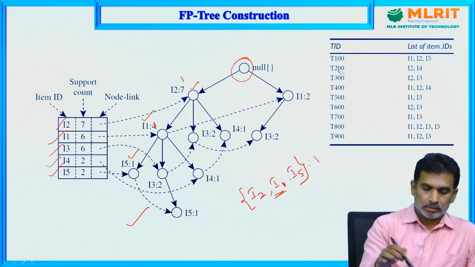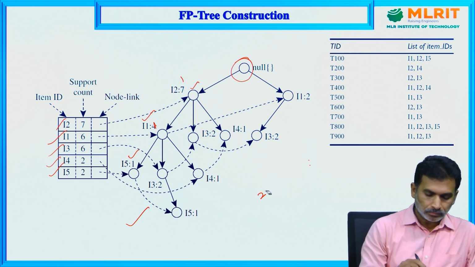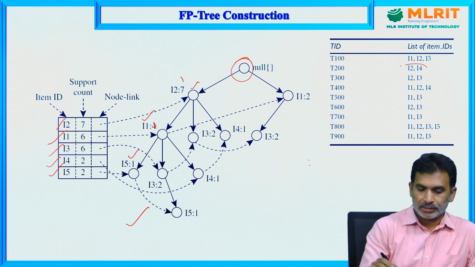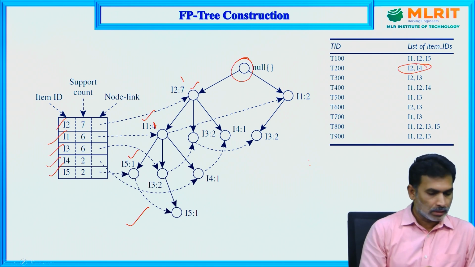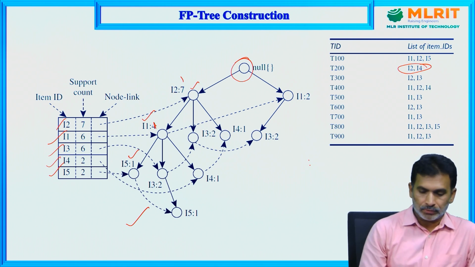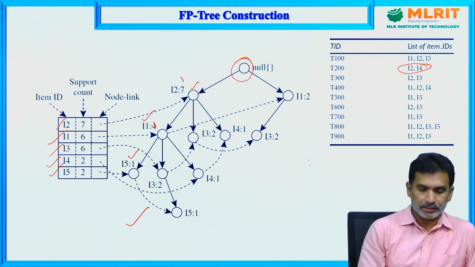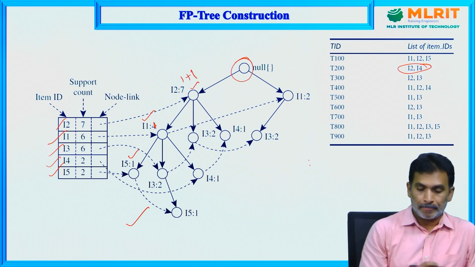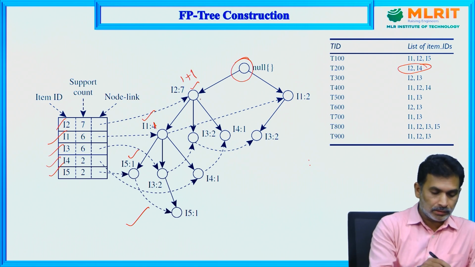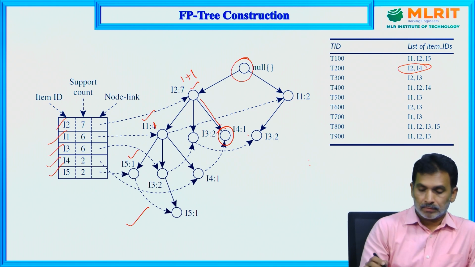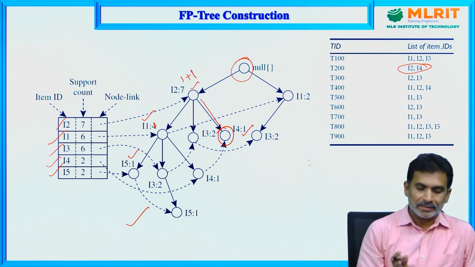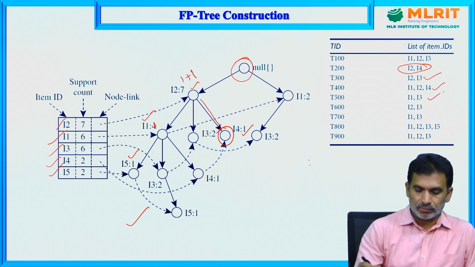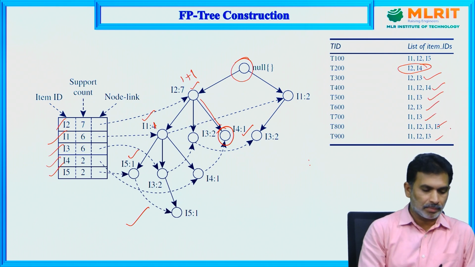The second transaction has 2 items, I2 and I4. These 2 items are in the order as per this. Now we are going to include this in the frequent pattern tree. For I2 again, the previous support count is 1, and it will be incremented by 1. Next I4 is a node that we have to create with frequency 1. Like this we will add all the transactions' information in the form of a frequent pattern tree.